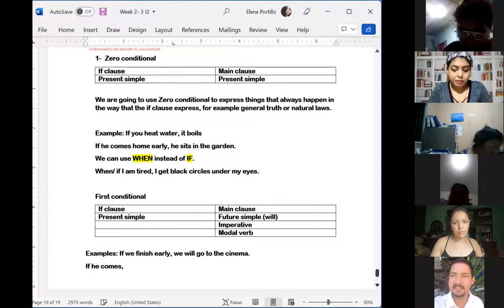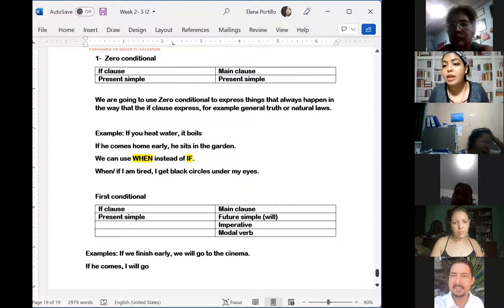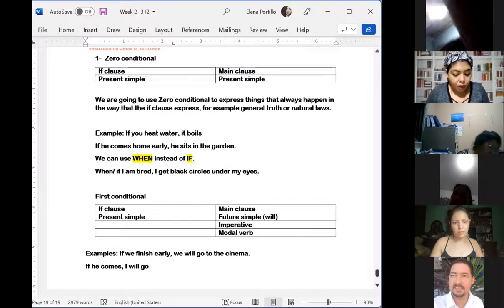If he comes, I will go. In this sentence, we are saying that, si él viene, yo iré. In that case, we are waiting for someone. And if that person comes, I will go to another place. So in that case, if he comes, I will go in the future, at some time in the future. Then we have the other one.